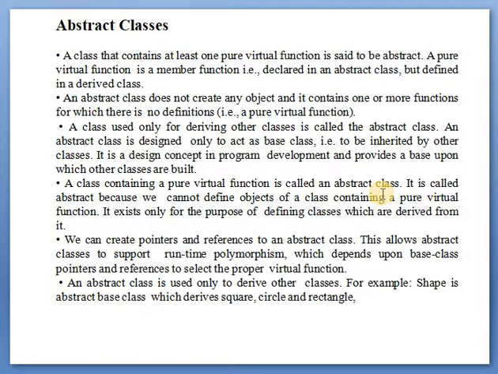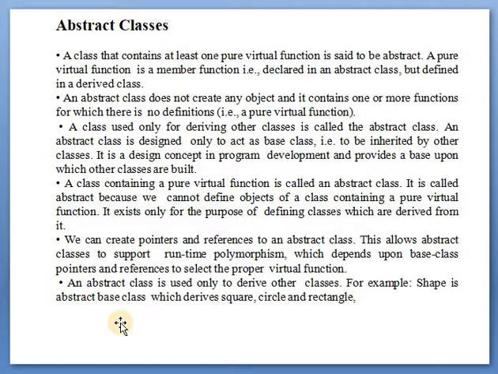So why is it called abstract? Because we cannot define objects of a class containing a pure virtual function. It exists only for the purpose of defining classes which are derived from it. We can create pointers and references to an abstract class. This allows abstract classes to support runtime polymorphism, which depends upon base class pointers and references to select the proper virtual function. An abstract class is used only to derive other classes.